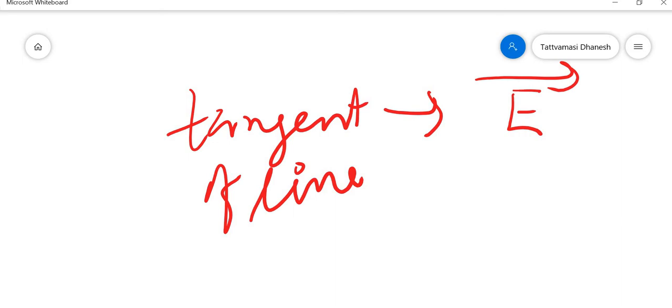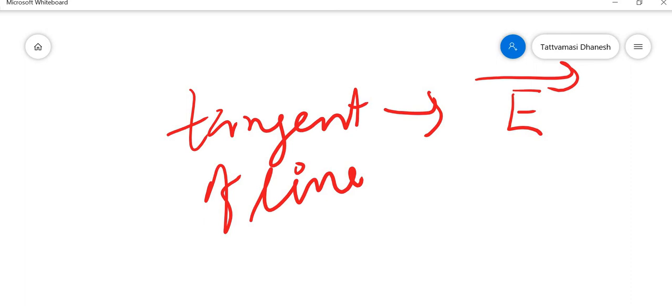The characteristics of electric lines of force: they start from the positive charge and end on the negative charge. If the intensity of electric field is higher, the electric lines of force are closer. If it is smaller, they are widely separated. No two lines of force will intersect, because if they intersect, two tangents can be drawn at that point. That means the electric field vector has two directions. It is impossible, so they won't intersect.